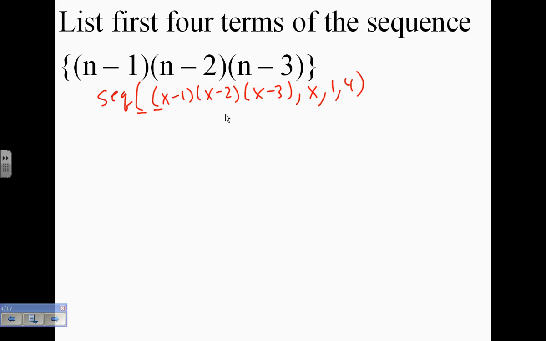See, I got 2 lefts to start off with. I got a right, a left and a right, left and a right. If it's not working, don't get upset. Just put in the numbers.